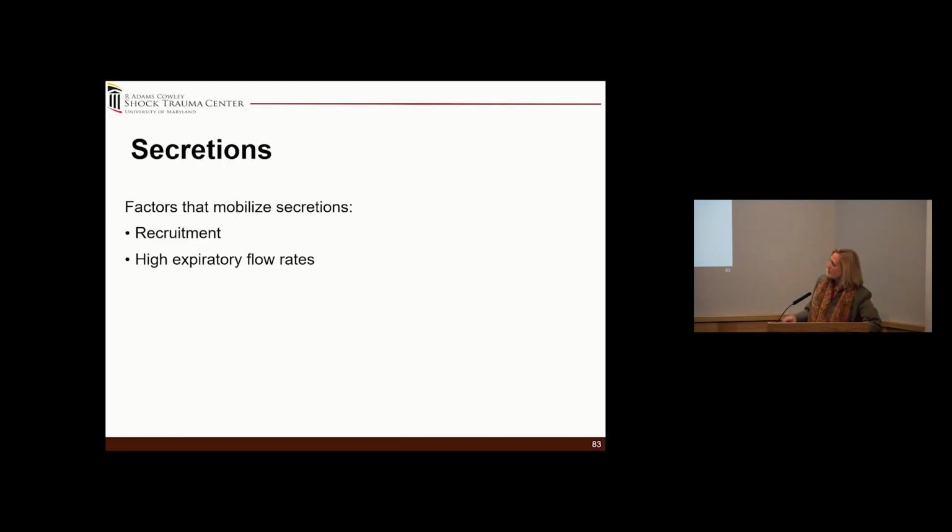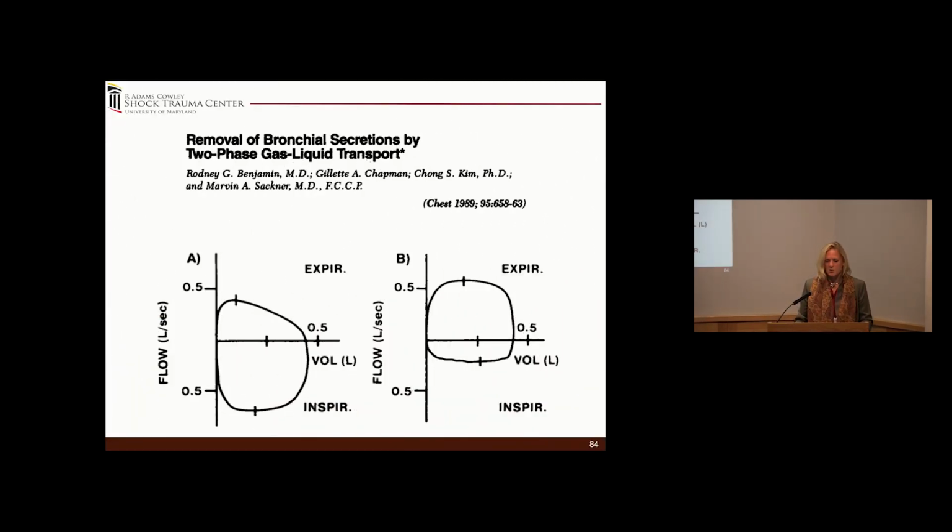Oh, right here. So factors that mobilize secretions: recruitment and high expiratory flow rates. So together, this is what APRV actually provides, not the secretions, but the recruitment. This is an old study back in '89, and they looked at two-phase gas liquid transport. They created a synthetic mucus, and they looked at inspiratory and expiratory flows. And actually, as you inverse the I/E ratio, the expiratory flow became higher.